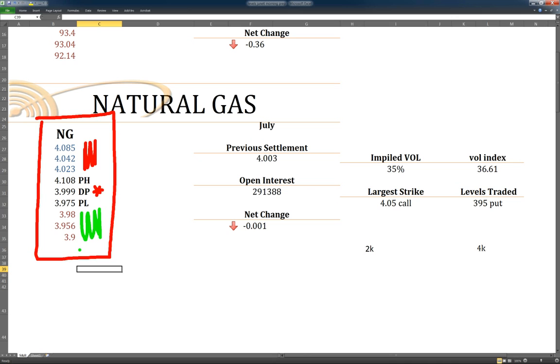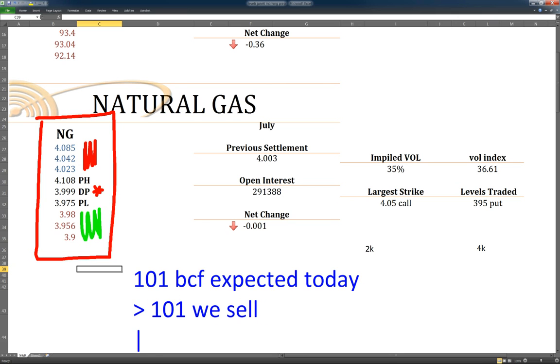So again, we're looking for a build of 101 BCF in the natural gas today, 101 BCF. Anything above 101 will be selling down to those levels of 398, 395, and 390. If we come up above 101, we'll be selling. If we come below 101 BCF, we're going to be buying, and we'll be buying up to that 410 to 408 and a half. And it's really that simple, guys, in natural gas.